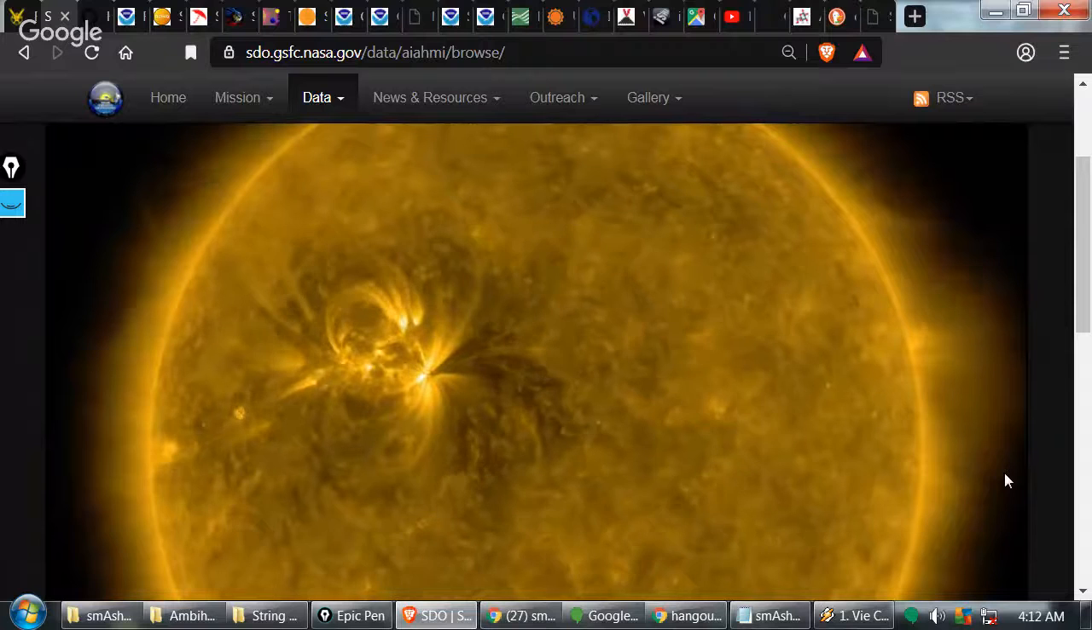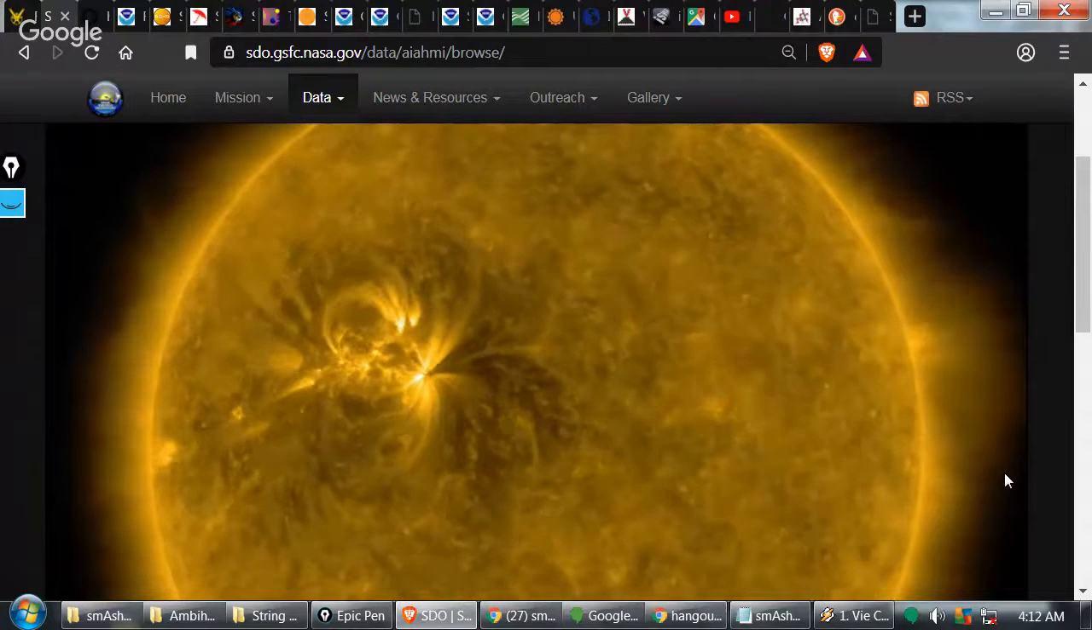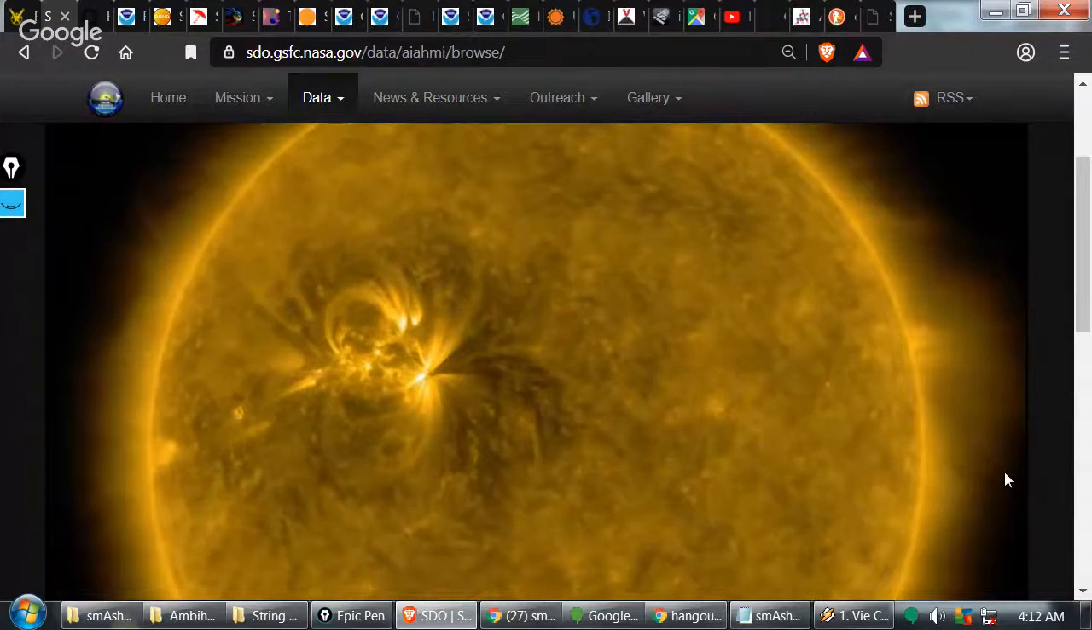So we're looking at the sun at 171 angstroms. We're going to show you the normal data that we normally show you. But before we do that, two other things to cover.